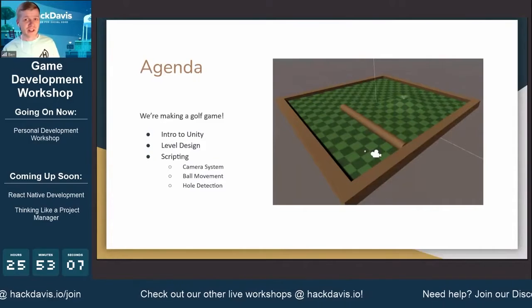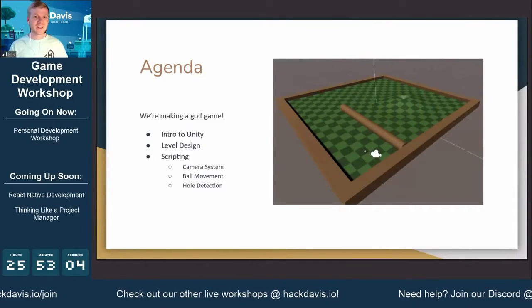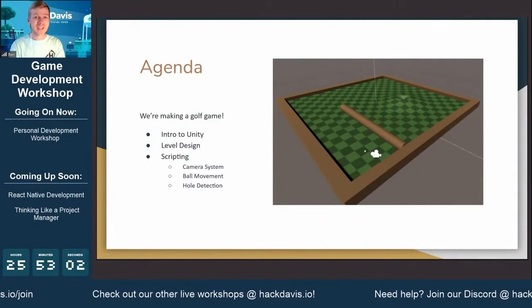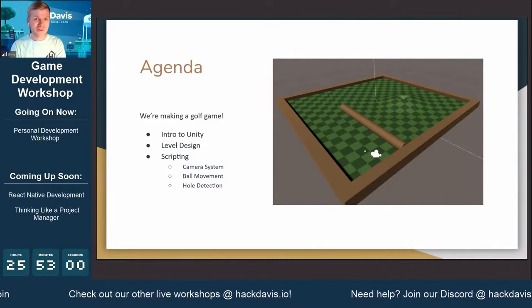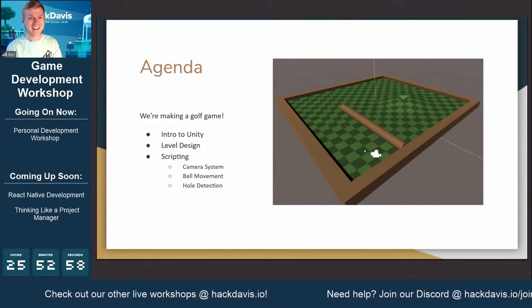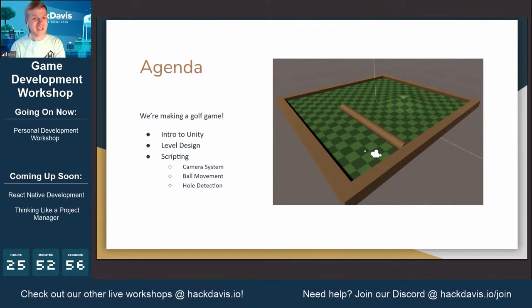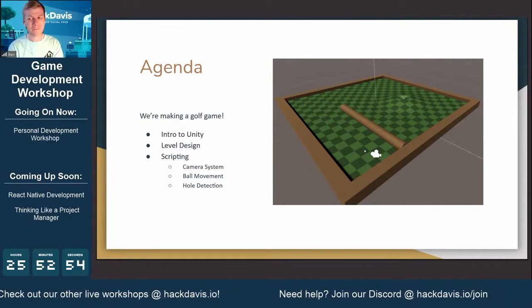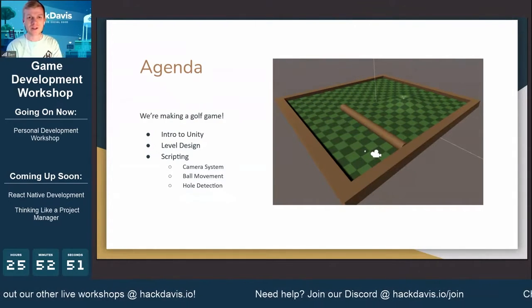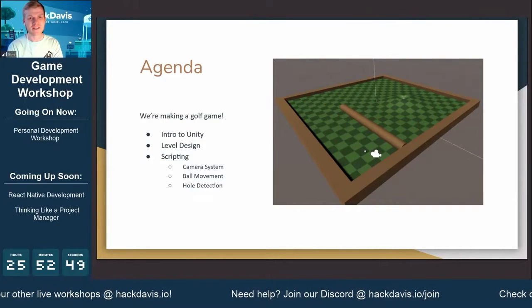And so today's agenda looks a little something like this. We're making a golf game. You know those games on Steam, like Golf It or Golf with Friends? Those are Unity games. And so we're going to be making one of those. It's going to be a lot of fun. We're going to work through it together. And we're going to end up with something that looks a little bit like this.